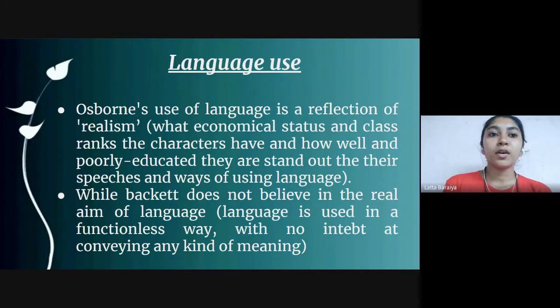The language of Osborne is a reflection of realism. He depicts realistic situations in his work. What economic status and class rank the characters have, and how well or poorly educated they are, stand out in their speech and ways of using language. We can see this characteristic of language in Osborne's Look Back in Anger. And if we talk about the language of Beckett's Waiting for Godot, Beckett does not believe in the real aim of language. Language is used in a functionless way with no intent of conveying any kind of meaning. Next slide.